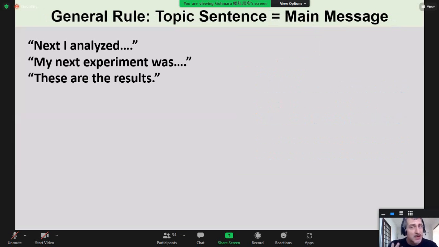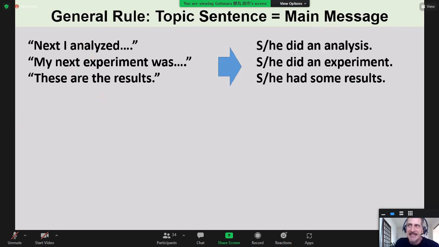So a lot of students then say, okay, topic sentence: next I analyzed, my next experiment was 90, these are the results. These are not topic sentences. The topic sentence is supposed to give the conclusion, the main message. The main message of these sentences then is that you did an analysis. So when the audience goes home tonight and remembers your presentation, do you want them to remember that you did an analysis or that you have results?